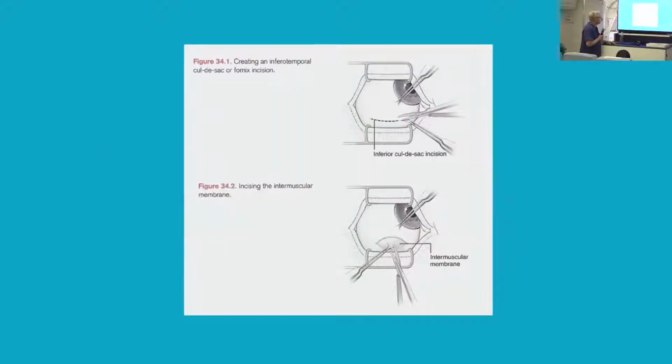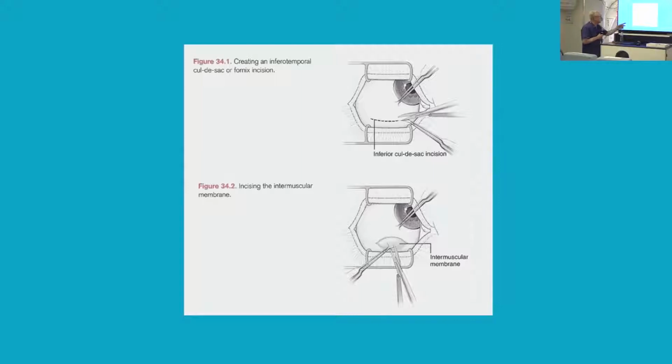So if you want to walk through it quickly, you can create an inferior temporal cul-de-sac fornix incision. In one of the cases I'm going to do this afternoon, I'm not doing inferior oblique, but I'm doing the patient with 2 medials and 2 laterals. In the lateral muscles, I'm going to probably use the inferior fornix incision or cul-de-sac incision to show you how we do that. It's useful in certain cases.